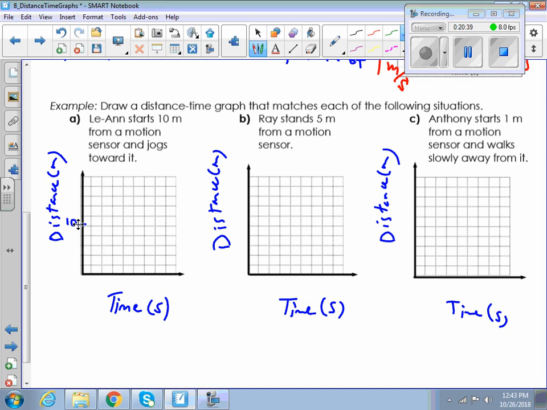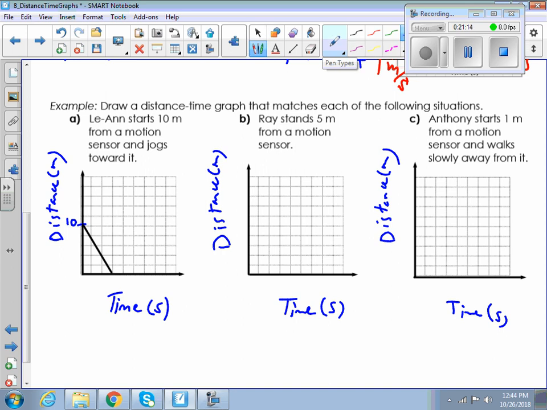Okay? Now I'm gonna show this motion. Starts there, going toward the sensor. Which direction do I go? Do I go upward or downward? Downward. Okay? So because it's toward. Now it says it's jogging, meaning that it needs to be a bit steeper than what you would normally do walking, right? So it would be something like this. Okay, or even if you can go even steeper than that.